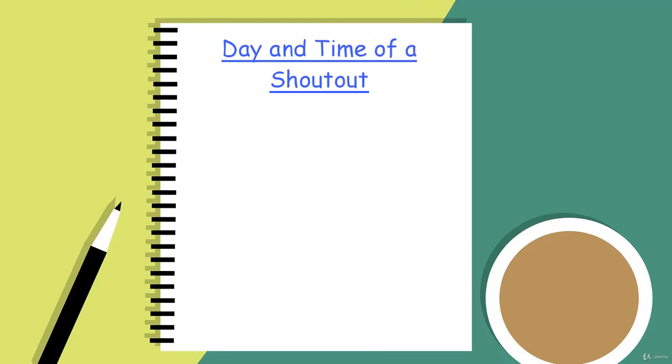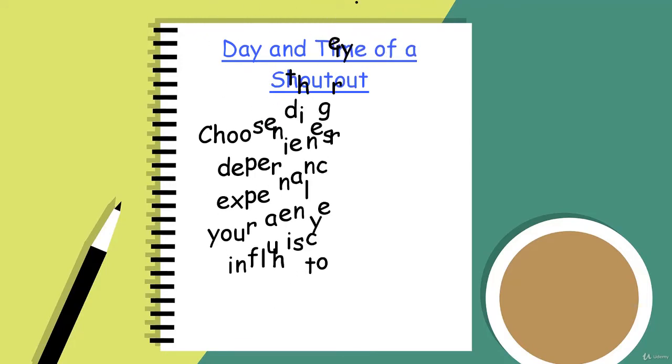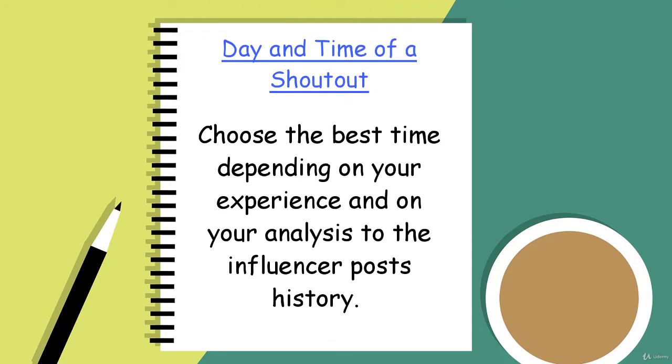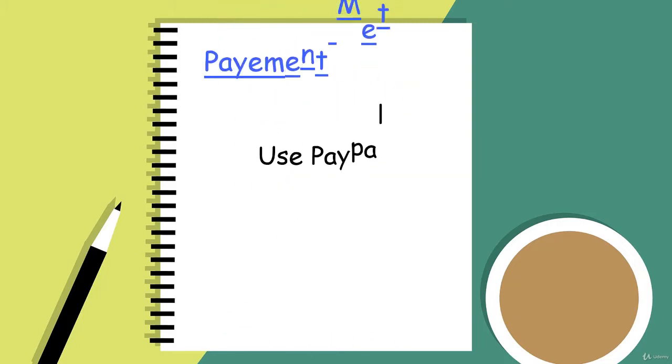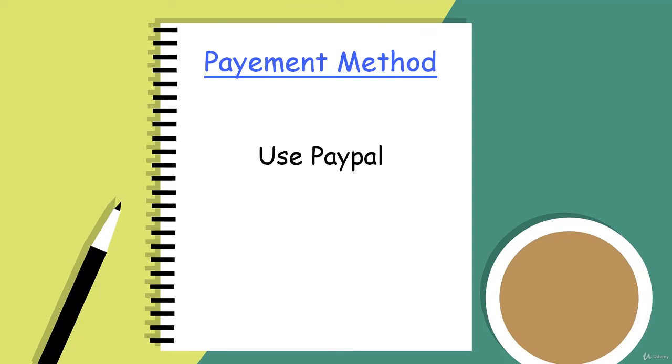Date and time of a shout out. That's something you have to decide depending on your experience, and this is something you better discuss with the influencer. You can also browse the influencer's posts and do a small analysis about the times and dates with the highest engagement rates. Payment methods. Use PayPal for payment. This is the most secure payment method.